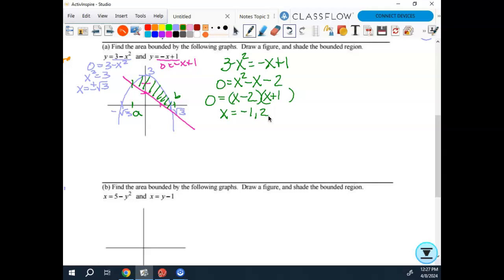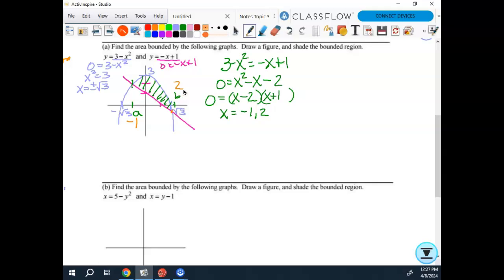Right? So A is at negative 1. B, this point right here where they intersect, is at 2. The 2 points of intersection. We good on that? What questions you got about that?